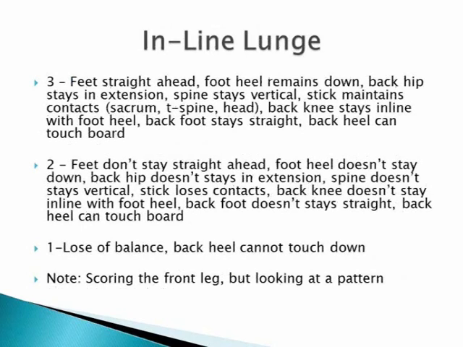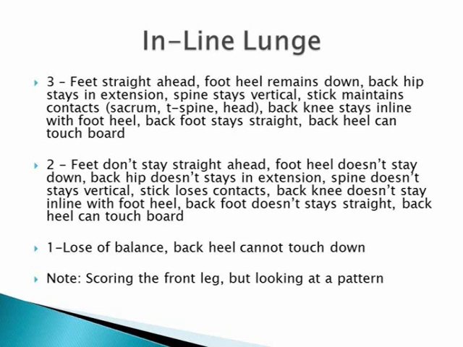For the inline lunge, a 3 is feet straight ahead, front heel remains down, back hip stays in extension, spine stays vertical, stick maintains contact with the sacrum, T-spine and head, back knee stays in line with the front heel, back foot stays straight, and the back heel can touch the board. For a 2, feet don't stay straight ahead, front heel doesn't stay down, back hip doesn't stay in extension, spine doesn't stay vertical, stick loses contact, back knee doesn't stay in line with the front heel, back foot doesn't stay straight, but the back heel can touch the board.